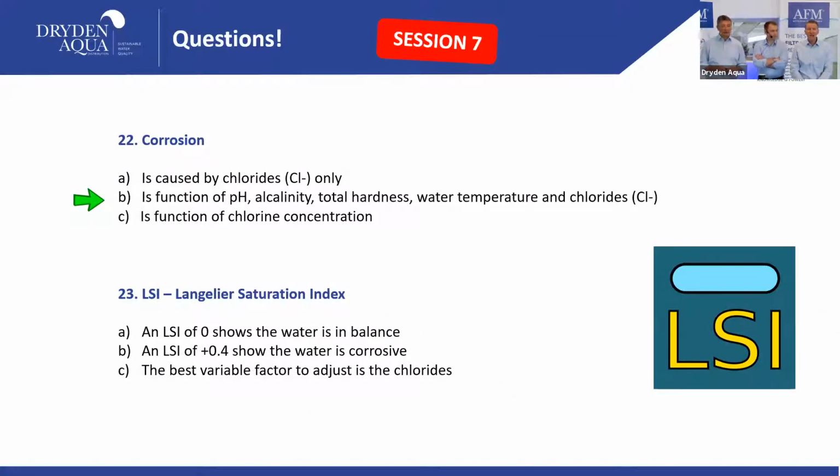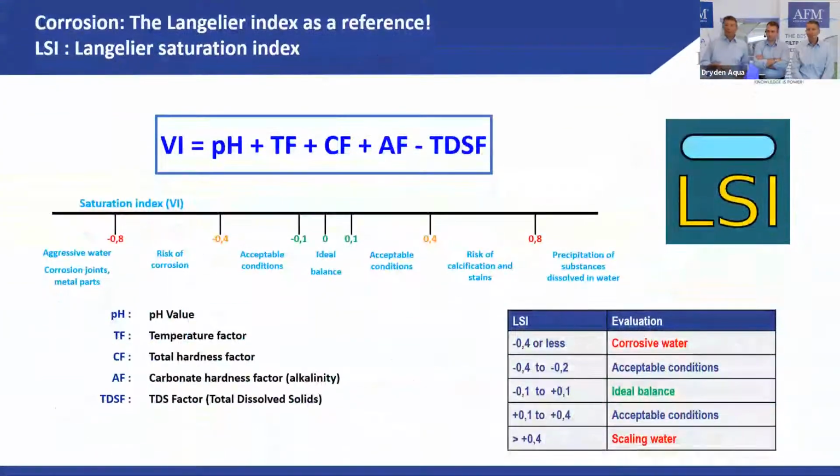Then the LSI. The Langelier Saturation Index: A, an LSI of 0 shows the water is in balance. B, an LSI of plus 0.4 shows the water is corrosive. C, the best variable factor to adjust is the chlorides. And the answer is A, because minus 0.4 shows that the water is corrosive. And yes, chlorides play a role, but it's not the main role.